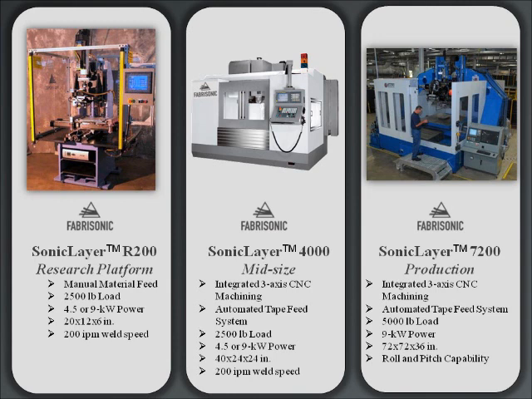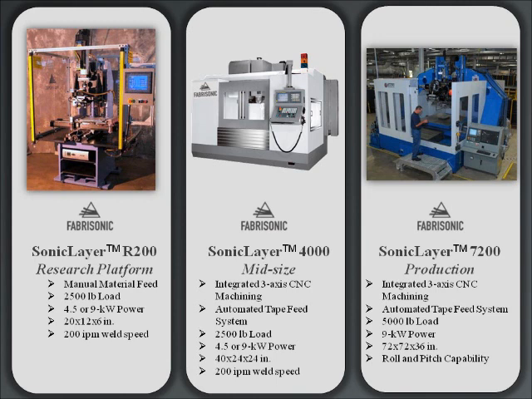The center picture is the SonicLayer 4000, which is a CNC machine upon which we've added our welding technology. It has a pretty large bed with an area of 40 inches by 24 inches and a height of about 24 inches as well. It has integrated 3-axis CNC machining, a load capacity of about 2,500 pounds, and can be outfitted with either a 4.5 or a 9 kilowatt welding head. The first machine of this was delivered to Ohio State University, and we're currently building a second machine for another client.